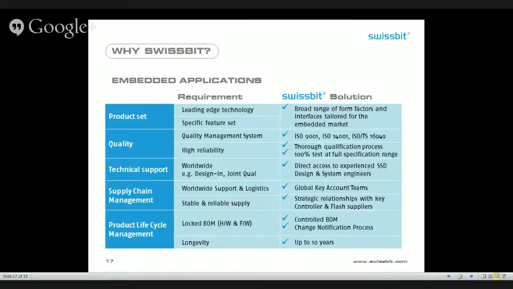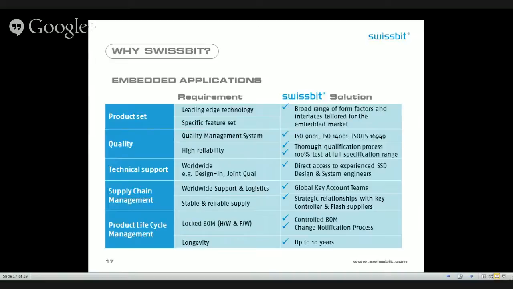That gives the most efficient dialogue and exchange of technical information. On the supply chain management, the requirement is that you have worldwide support and logistics. At Swissbit, we have global account teams that manage all of our business worldwide. We have teams in all the continents to make sure that's covered. There's also a stable and reliable supply, and that is key to having strategic relationships with the controller and NAND suppliers.